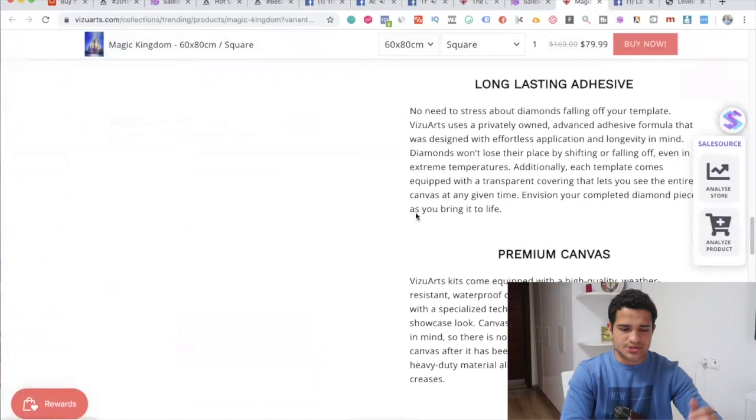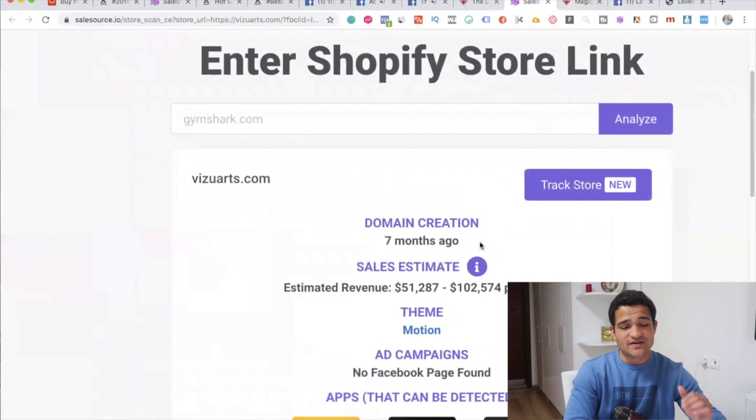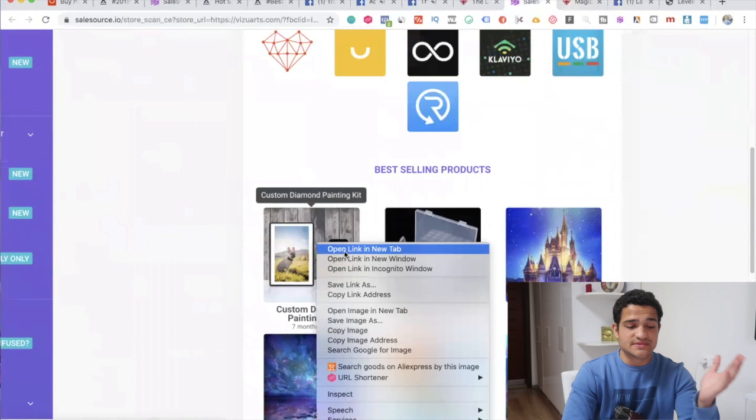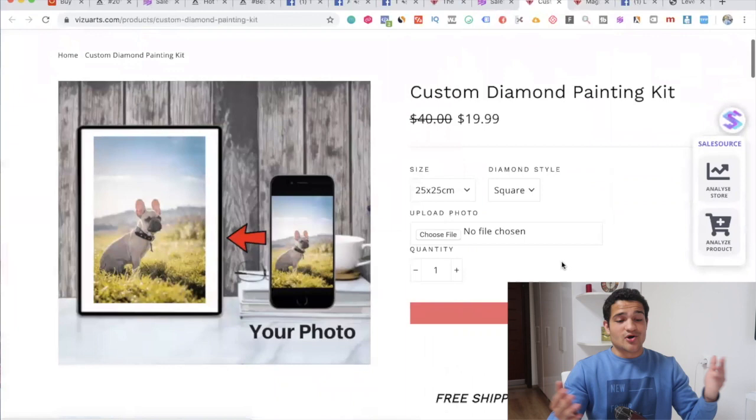I'm not sure if they're pushing this one too hard. The particular store in 7 months, visuarts.com, is making about $51,000 to $102,000 per month, which is insane. It's crazy numbers, and their bestsellers are, oh, they actually have a custom diamond painting kit. So they have a painting kit that people can use to create, oh, and they get their own custom picture. That's insane, that's awesome, right?